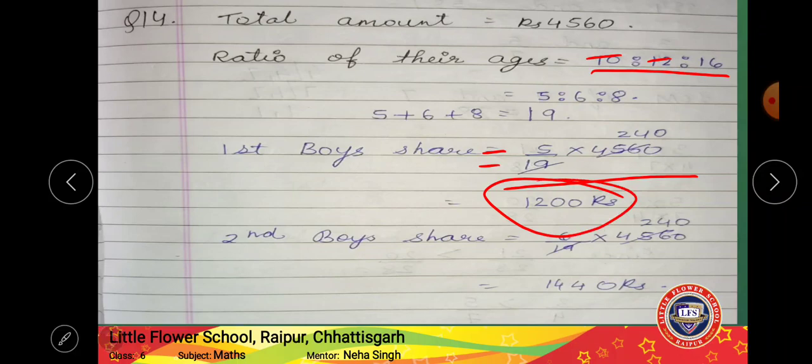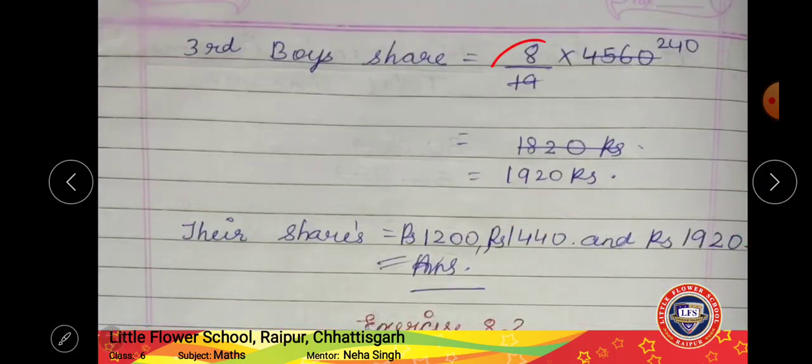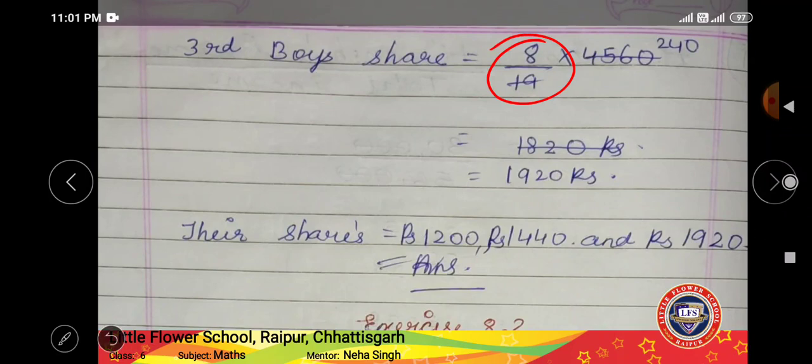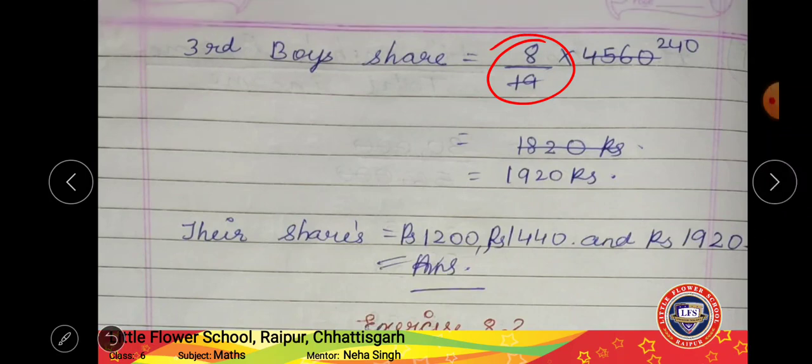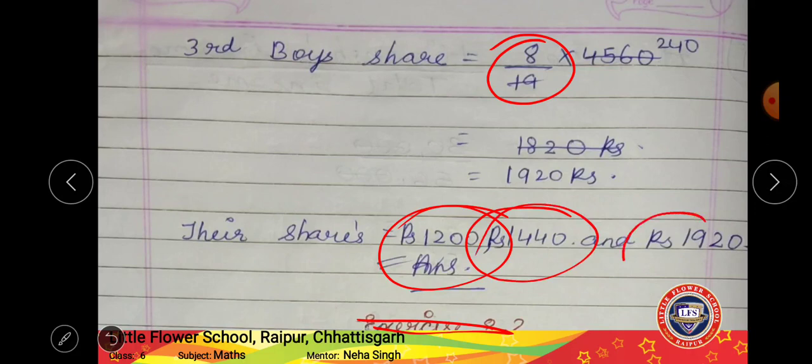Second boy's share was 6 upon 19 into 4560. And third boy's share will be 8 upon 19 into 4560. Right? So here we can see all the three boys' shares: rupees 1200, rupees 1440, and rupees 1920. Okay, so this was the solution. With this question we finish up this exercise 8.1.